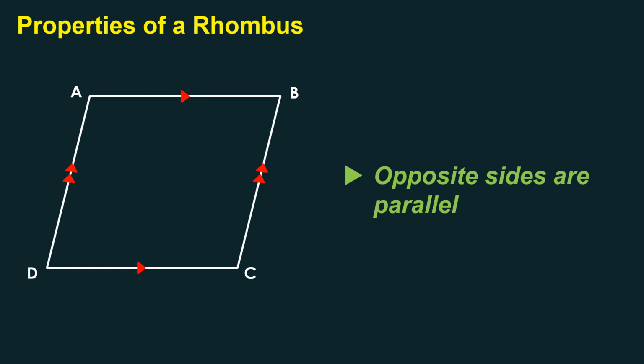Next, opposite sides are parallel. So just like the square and the rectangle, if we're going to extend these lines here, AD and BC, they will never meet each other, or they will never intersect. Also with line AB and line CD. If we're going to extend them to infinity, they will never meet each other.